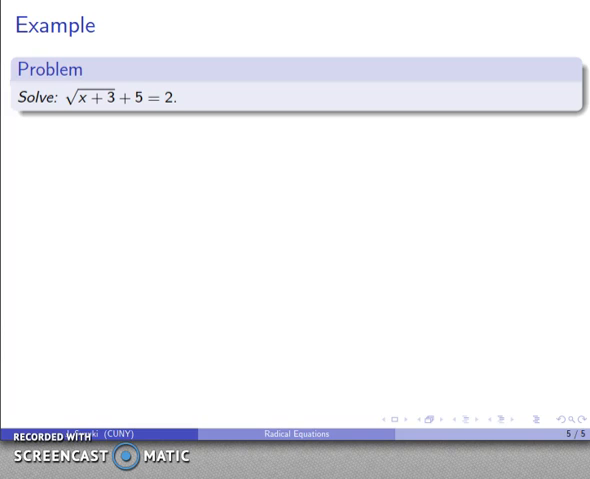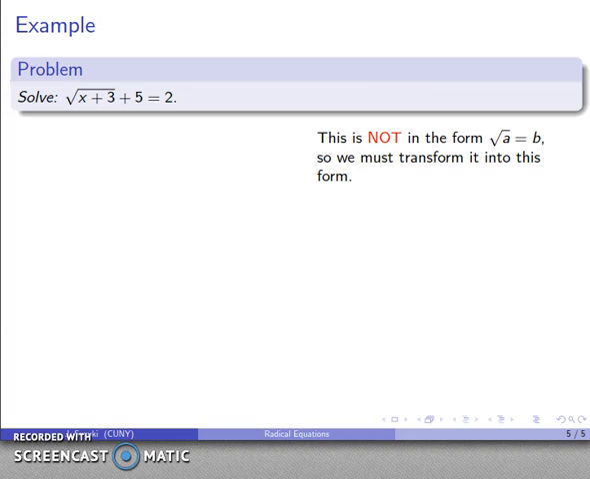Let's take a look at another example, square root of x plus 3 plus 5 equals 2. Again, this is not in the form square root of a equals b, so I have to transform it into that form. I'll subtract 5 from both sides and get square root of x plus 3 is equal to negative 3. Now, a little analysis goes a long way. If you remember the definition of square root, it is the positive number whose square is whatever is inside. From that definition, a square root can never be a negative number, so no value of x will make this equation true. From that information, this equation has no solution, which means we can stop solving right here and say there is no solution.